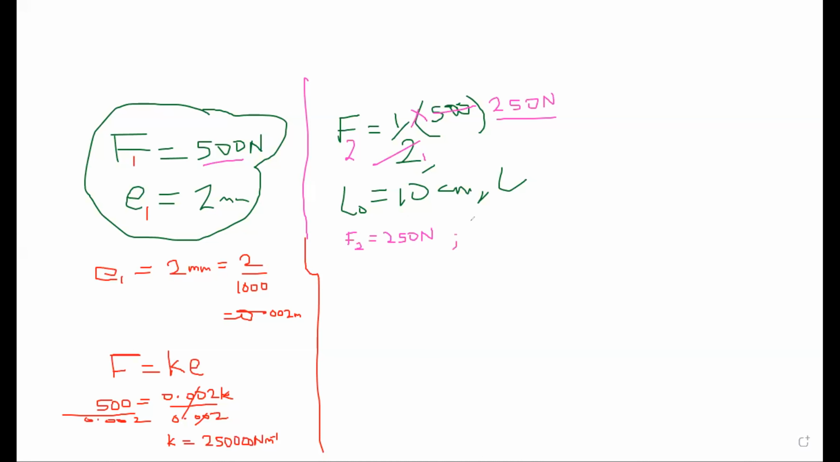I have extension E, I don't have it. I have K as 250,000. Now what you are going to do is substitute into force is equal to KE. You have force, the force is 250 newtons, and we have K, which is 250,000, then times E, where E is the extension caused by force 2.